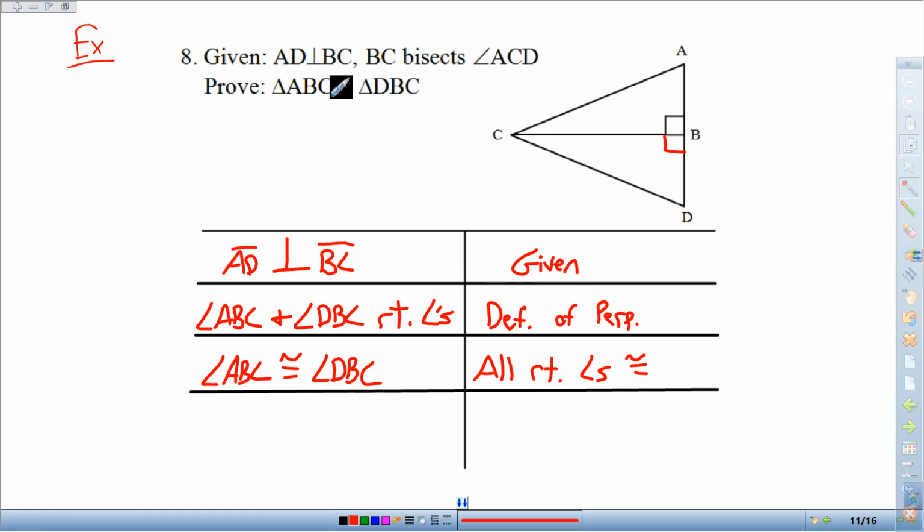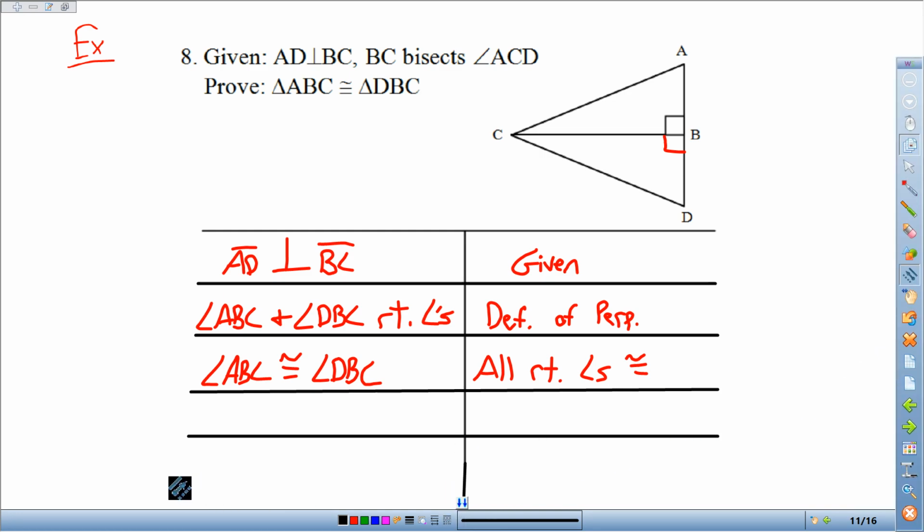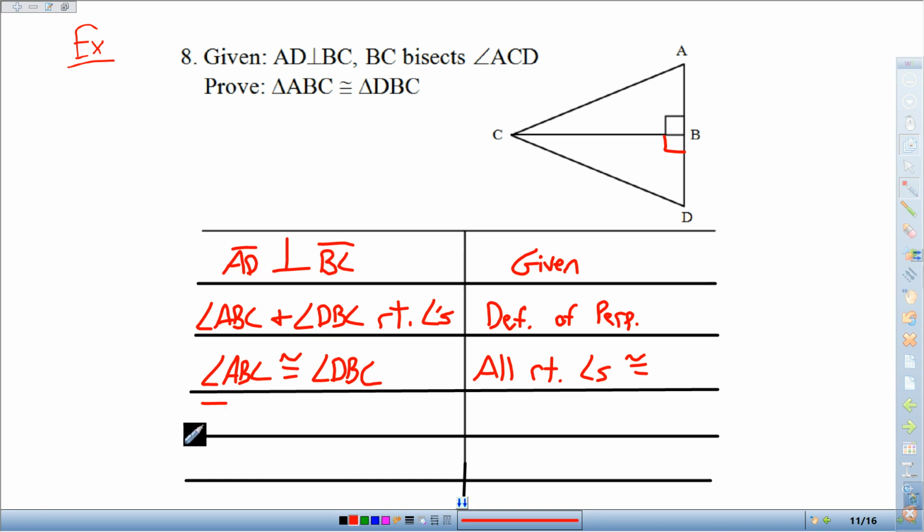Moving on, the next thing I notice is that we are told something is being bisected. So there's my next statement. I'm going to just draw a couple of these lines. Actually, I'm going to extend this thing because I know we're going to go down here. So let's write this out. Segment BC bisects angle ACD.